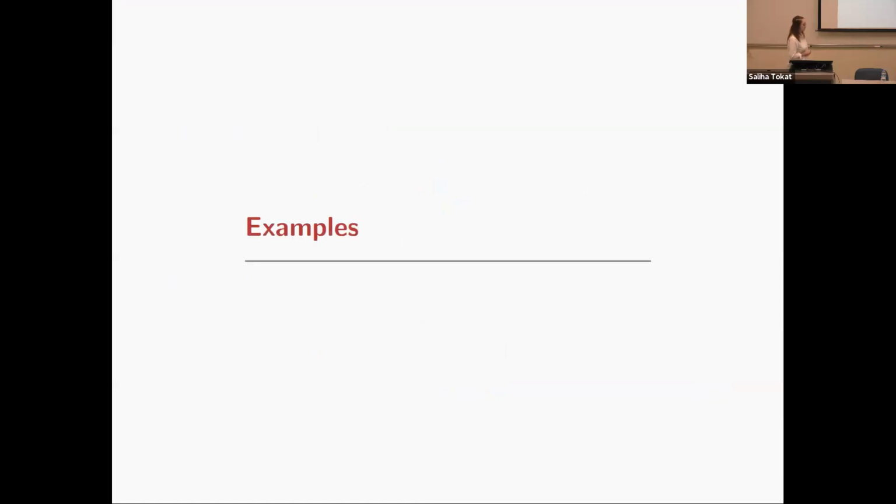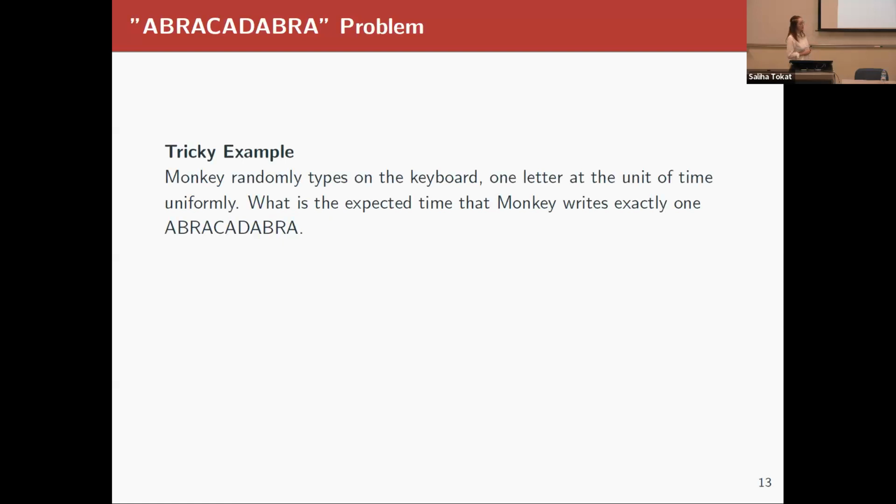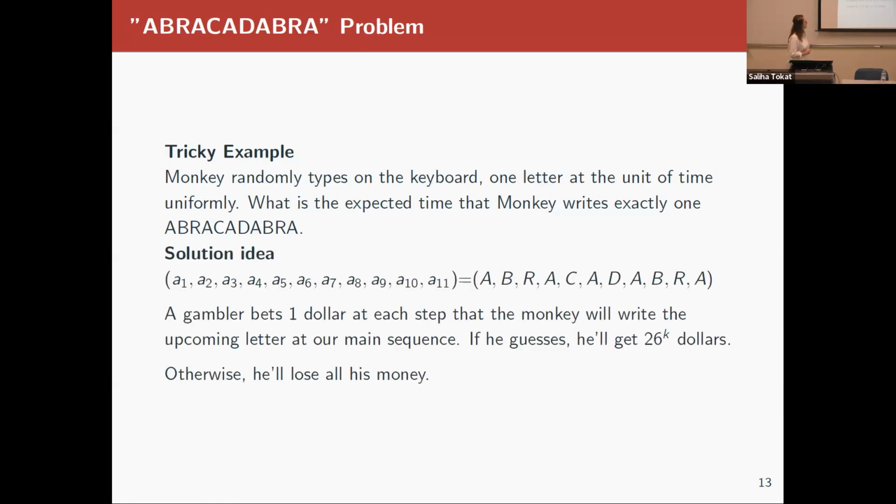I want to give a good example. There is one more example, maybe you can search for it. There is the gambler's ruin problem for the optional stopping theorem, but I don't want to talk about it today. I will talk about the abracadabra problem. Imagine there is a monkey who randomly types on a keyboard, one letter per unit of time, uniformly. What is the expected time the monkey will write abracadabra? I do this with this word because it is very famous in papers, but you can change it to any finite word. So here's the idea.